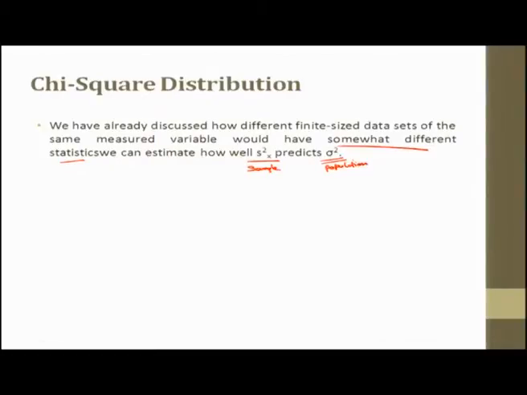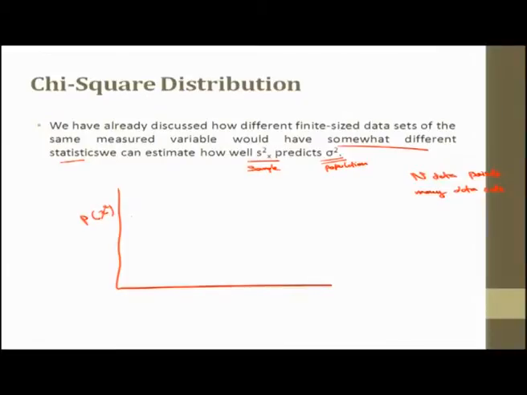So, if we plot the sample standard deviations for many data sets, each having n data points, we would generate the probability density function of chi-square. The probability density function of chi-square is again skewed like this, and it depends upon the degrees of freedom. Degrees of freedom plays a great role here.